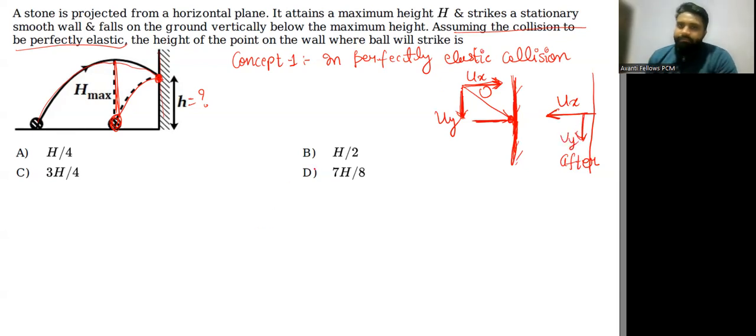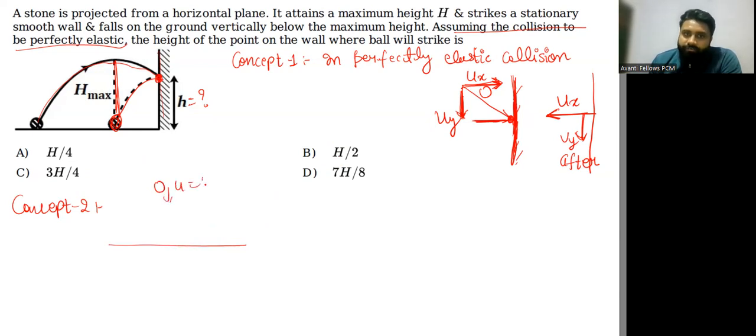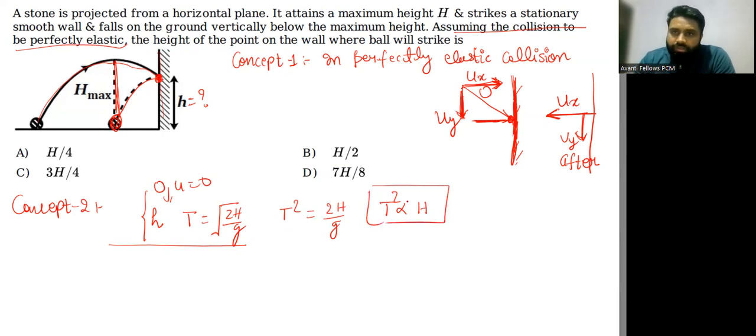So this is the first concept that we are going to use, which means the velocity is not going to change in magnitude but in direction. The concept number two that we are going to use is this: whenever a body free falls from a certain height h, the time taken by this ball to cover this height is equal to root 2h by g. And from this concept, you can say that t square is equal to 2h upon g, or you can say that t square is directly proportional to the height. So this concept we are going to use.